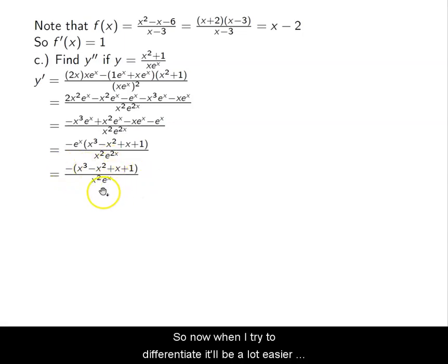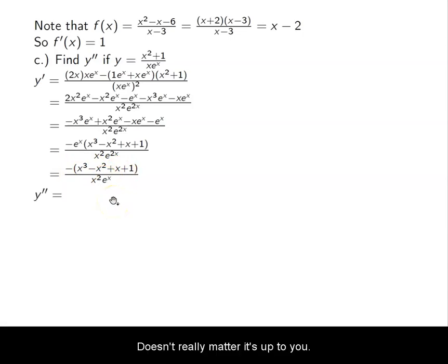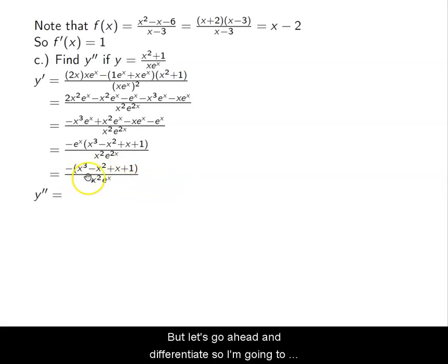So now when I try to differentiate, it'll be a lot easier because my numerator is simple, my denominator is fairly simple. I should probably distribute this negative first before I go ahead and differentiate so I don't get caught up in my signs. It doesn't really matter, it's up to you. But let's go ahead and differentiate.